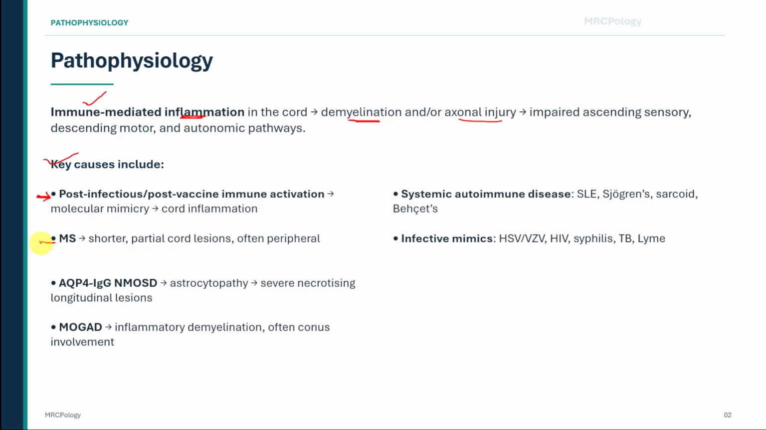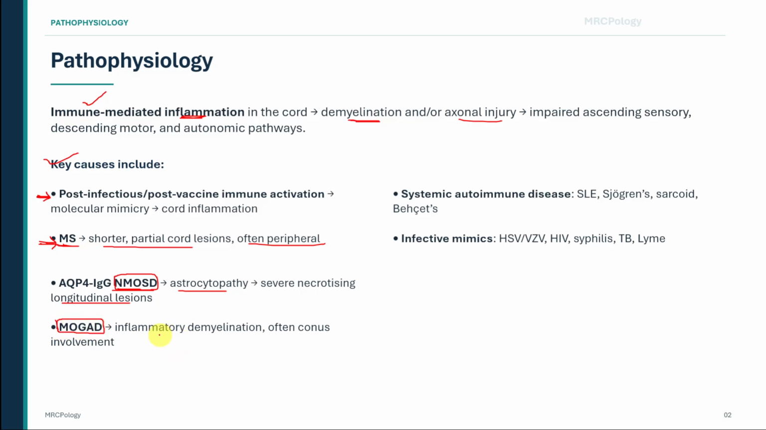Another group is demyelinating disease. Multiple sclerosis can cause transverse myelitis, typically with shorter partial cord lesions, often involving the peripheral cord. Neuromyelitis optica spectrum disorder associated with AQP4 antibodies is different. It is an astrocytopathy and can cause severe necrotizing longitudinally extensive cord lesions. MOG antibody disease can also cause inflammatory demyelination and may involve the conus.